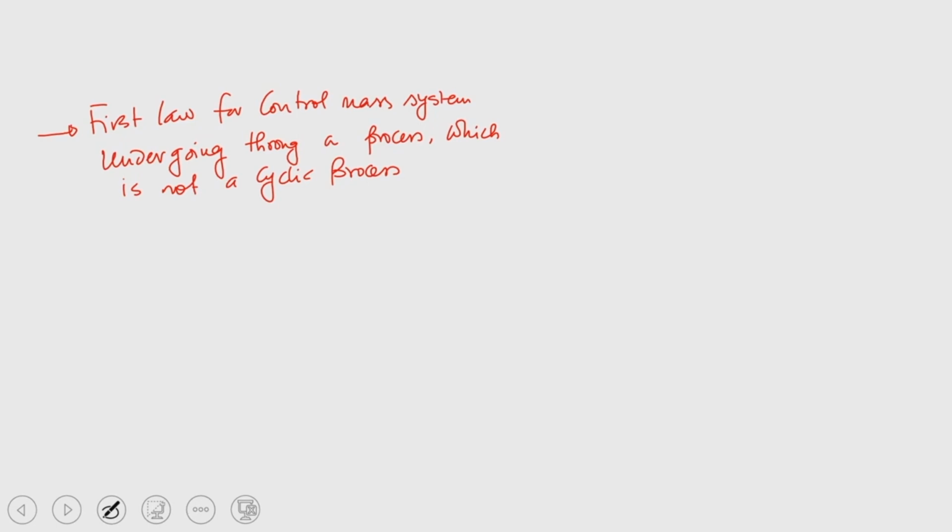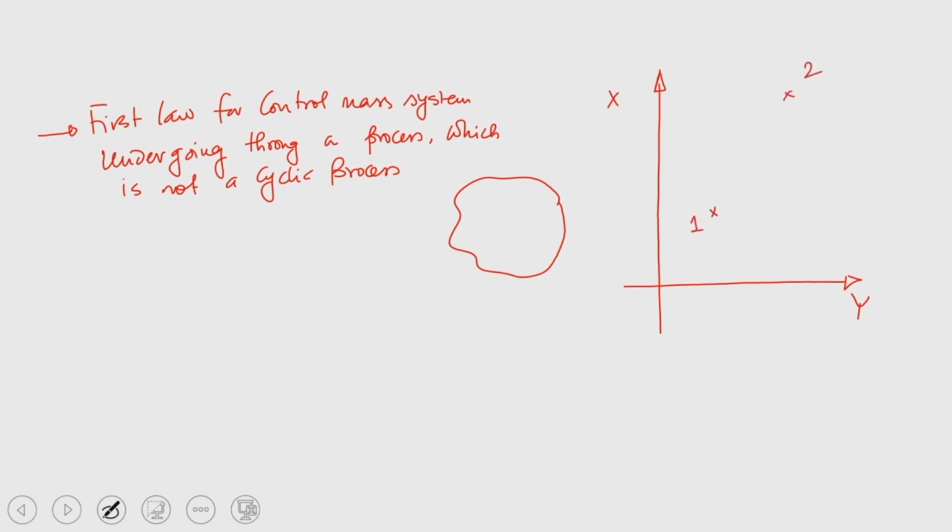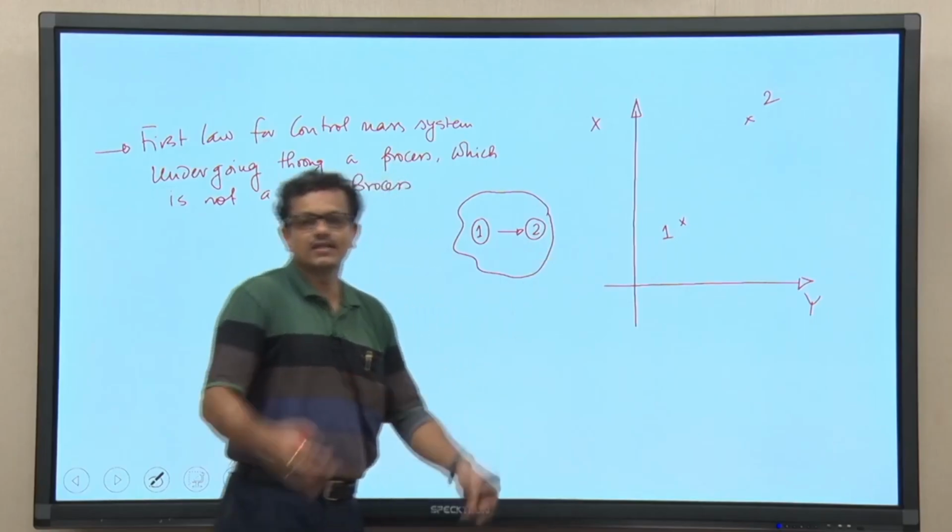So, you know that if this is the control mass system and the system is changing its state from state 1 to state 2, but not following a cyclic process, it may be any other process.